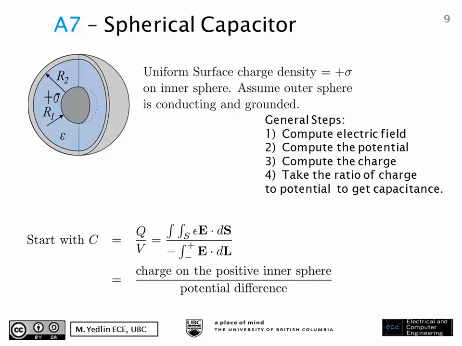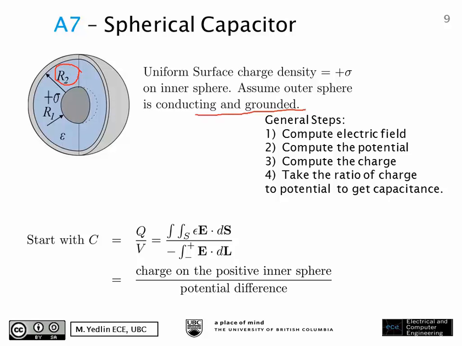Welcome to the third and final example. Exactly the same method as before. The integrals that we'll do are much easier. It's the spherical case. Again, we have an outer conducting spherical surface of radius R2, an inner conducting spherical surface with charge plus sigma, and this outer sphere is grounded.